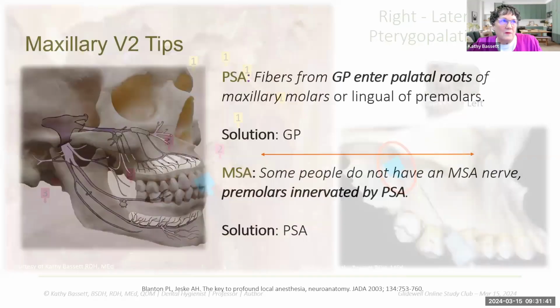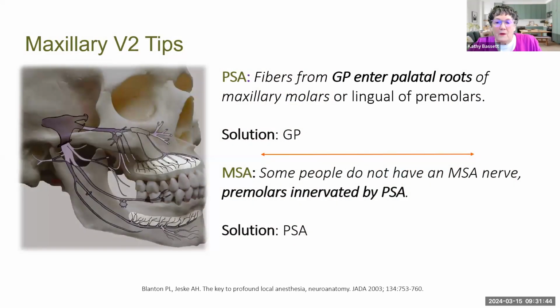So kind of summing up those anatomy tips, keep in mind that if you're giving a PSA injection and your intention is those maxillary molars, that in a large percentage of the population, those teeth are also innervated by the greater palatine nerve. So avoiding a greater palatine injection actually could be setting you up for incomplete anesthesia. And a lot of people have hesitation to do palatal injections. And my encouragement is when done thoughtfully, they can be very comfortable. And also then we're going to get that collateral innervation that could be what's undermining your success.